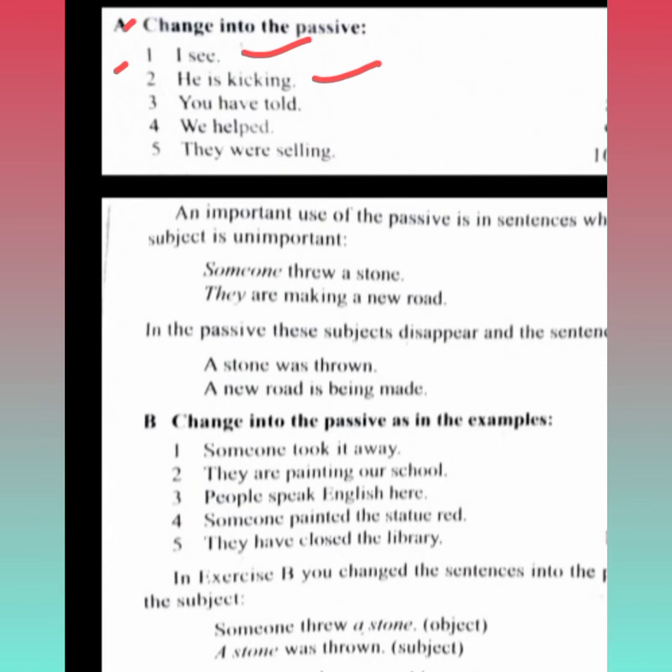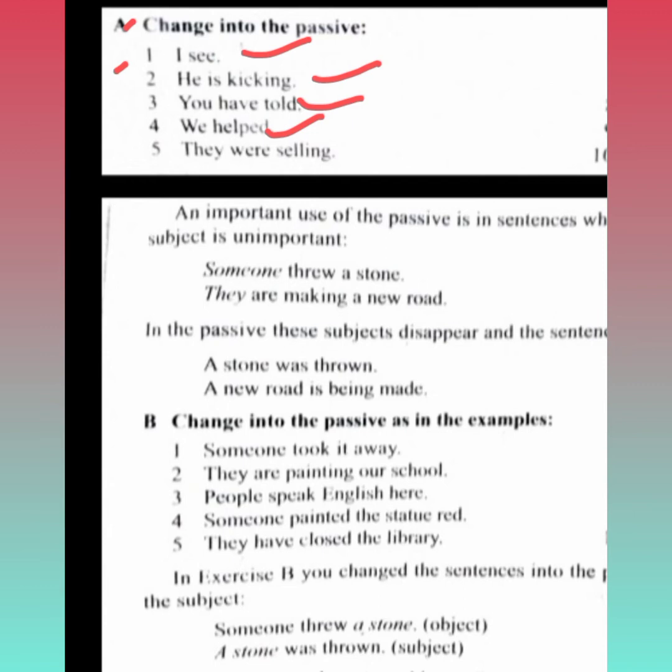He is being kicked. Third one, you have told. So this is present perfect tense. So what will be added? Have been, isn't it? Then the passive form will be, you have been told. Fourth one, we helped. This is simple past tense, isn't it? So how do we change this into passive? We were helped. Fifth one, they were selling.